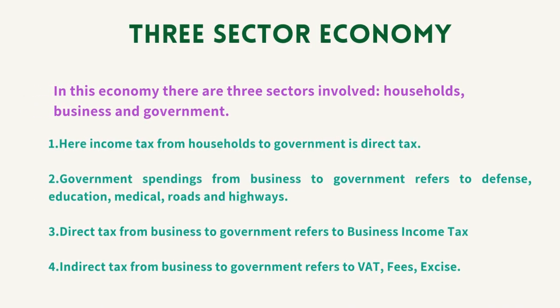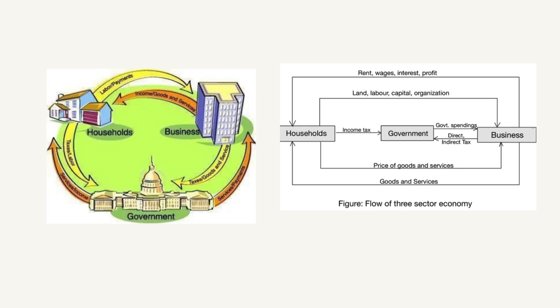Our next topic is three-sector economy. In this economy, there are three sectors involved: households, business, and government. First one, here income tax from households to government is direct tax. Government spending from business to government refers to defense, education, medical, roads, and highways. Direct tax from business to government refers to business income tax. Indirect tax from business to government refers to VAT, fees, and excise. If you look at the graph of a three-sector economy, you will understand it better for the presentation.